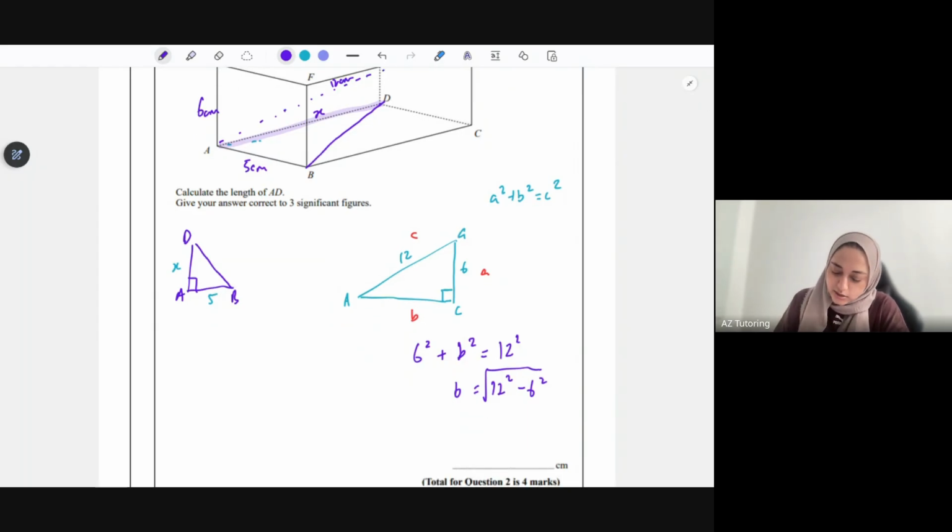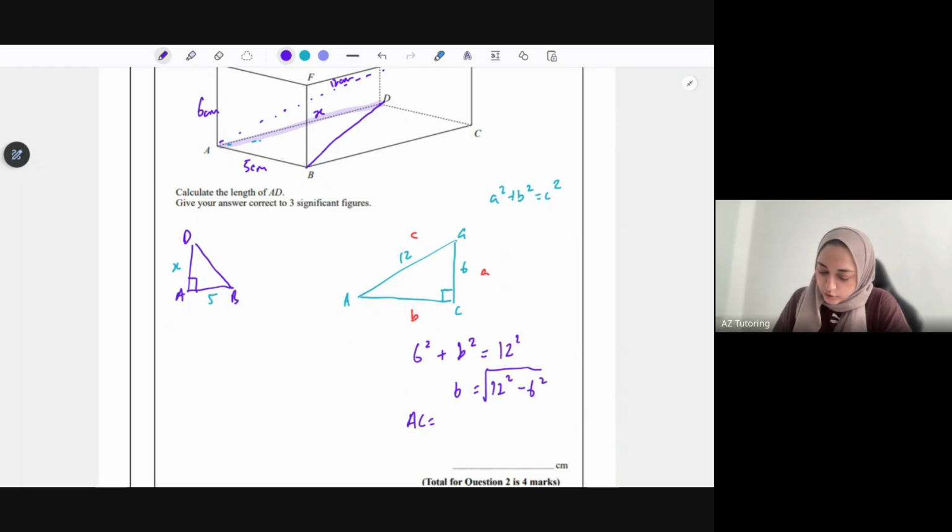So to find length AC in that case, when you put that in your calculator, you end up getting... I'll just put that in my calculator, root 12 squared minus 6 squared.